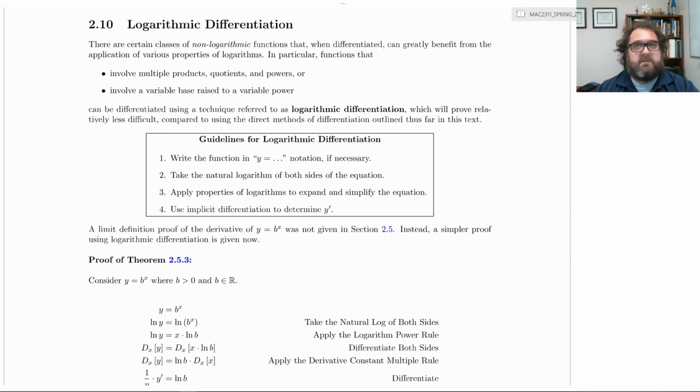functions. So there are certain types of functions that are kind of complicated, that benefit from being allowed to utilize the properties of logarithms to rewrite them before we take the derivative, before we differentiate the function. Here are the two basic types of functions where logarithmic differentiation is beneficial. Functions that involve multiple products, quotients, and powers.